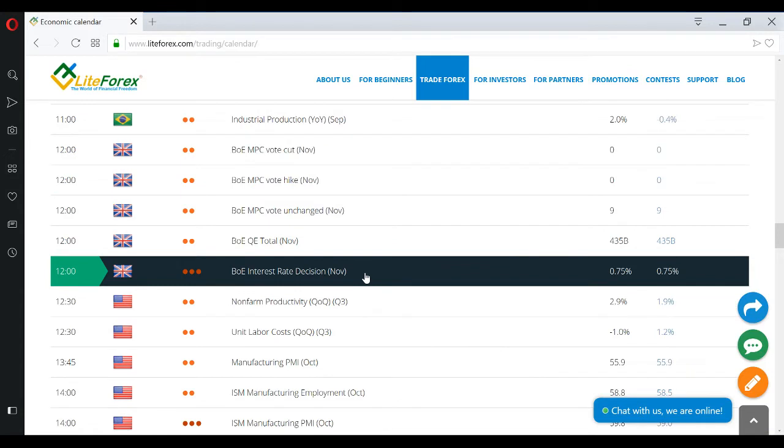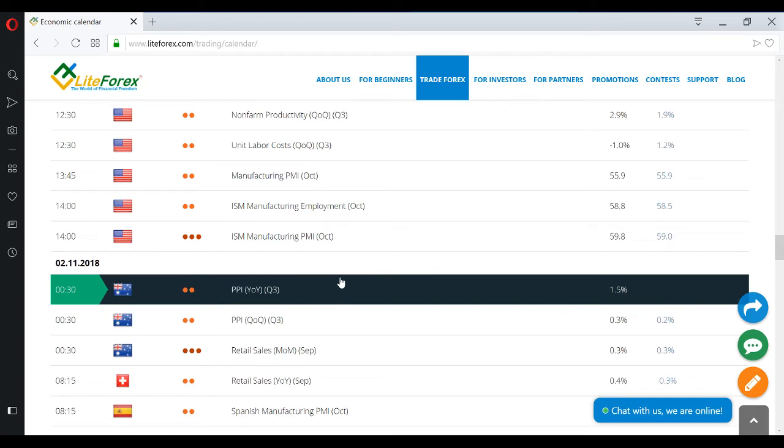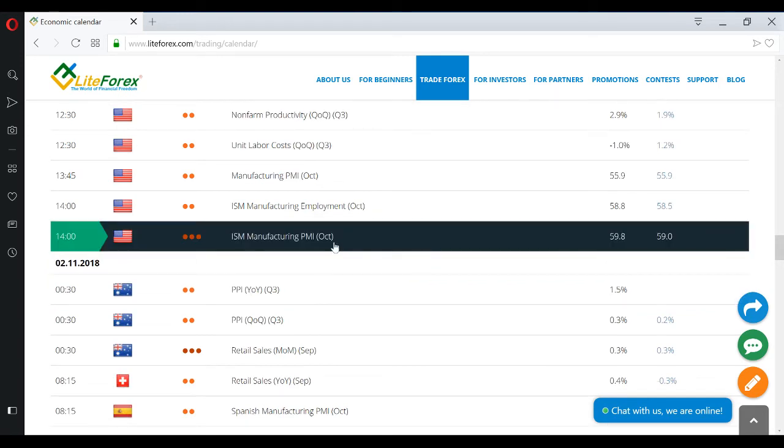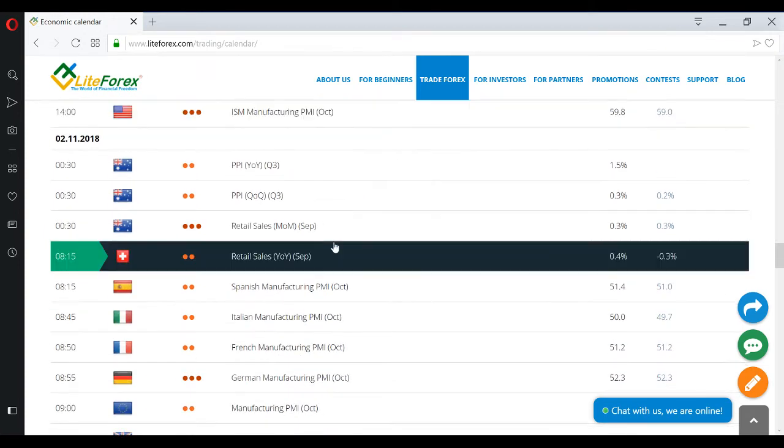So no changes are expected, but still the press conference of the central bank will draw attention of traders and will give opportunities to trade the British pound. Also ISM manufacturing PMI during the US session, an important indicator of America's economic health.